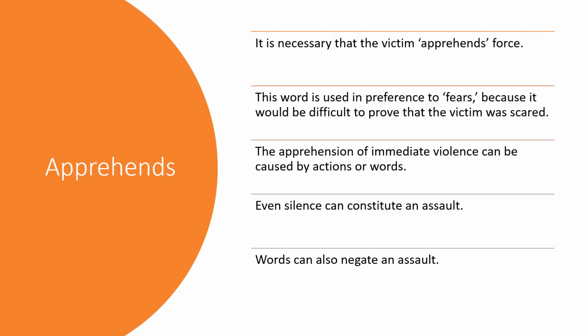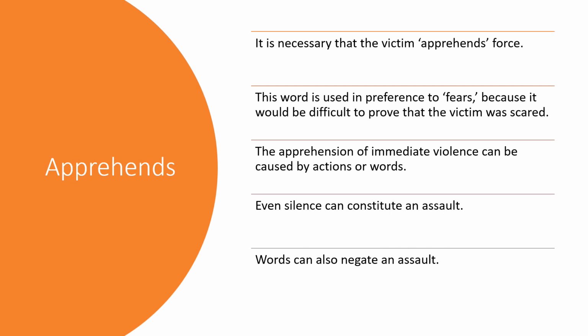So of course, it is necessary that the victim apprehends force. Now you may get a little conflated with the word fears. They may fear force, but that isn't necessary to prove assault, because it's difficult to prove the victim was scared. That would make assault a crime based on the feelings of the victim.